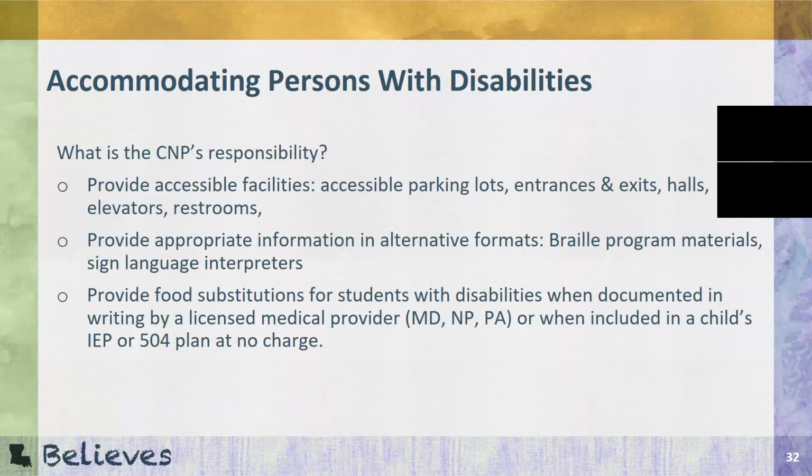Now we'll move on to accommodating persons with disabilities. Reasonable accommodations refer to ensuring that participants with a disability have physical access to programs and services, such as easily accessible entrances, restrooms, etc. A CNP is required to provide food substitutions or modifications for a student with a dietary disability. A written medical statement completed and signed by a licensed physician, advanced practice nurse with prescriptive authority, or a physician assistant is required to be on file when the request falls outside of the meal pattern.